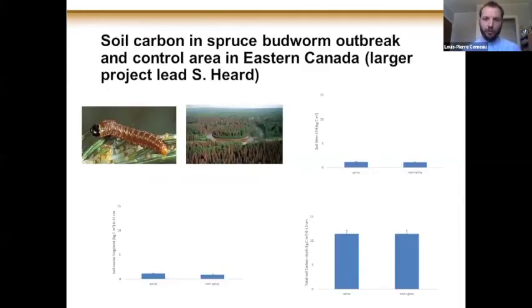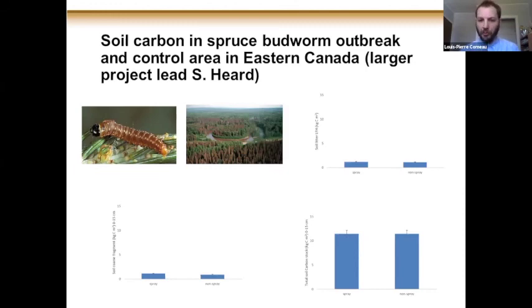Another large project that we are carrying out, led by Steve Heard at UNB in Fredericton, is on the effect of spruce budworms on the ecosystems, and the effect of spraying BTK to control the spruce budworms versus not spraying BTK. My part of the project there is to measure the effect of this control of spruce budworm on soil organic matter and soil carbon, in the different layers: the turf layer, the elephant layers, the coarse fragments, the organic fragments in the soil, and the soil carbon in the soil. We are at the very beginning of the study.